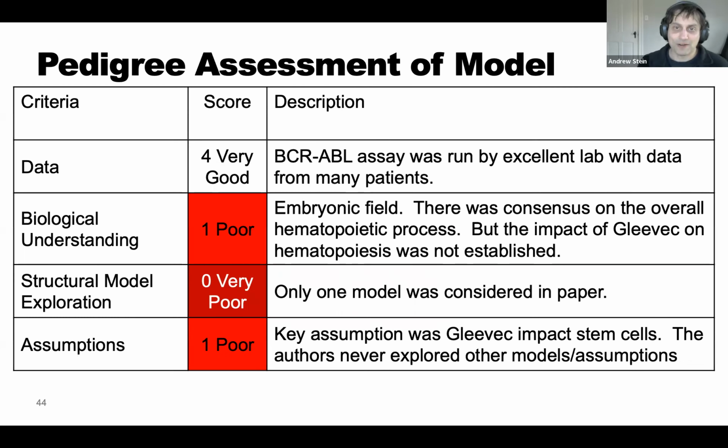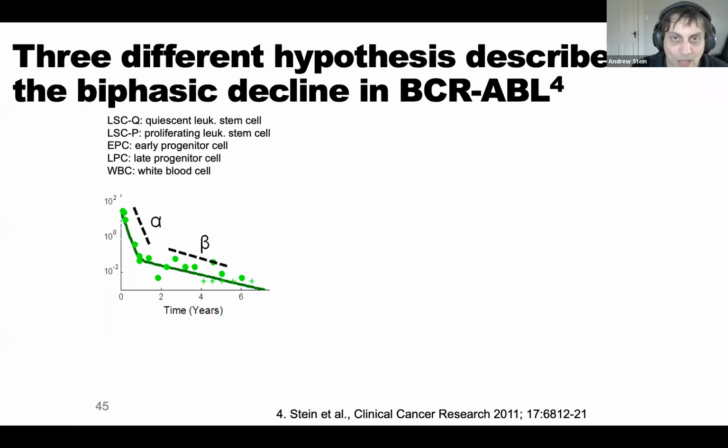And again, if you do the pedigree assessment, it's kind of the same story again, right? The data came from a different lab, but it was another one of the best labs in the world. But again, only one model was considered in the paper, and here they made the assumption that Gleevec did impact stem cells without exploring other hypotheses.